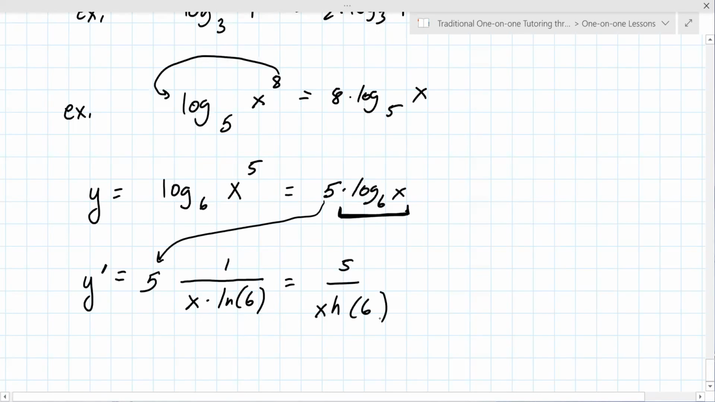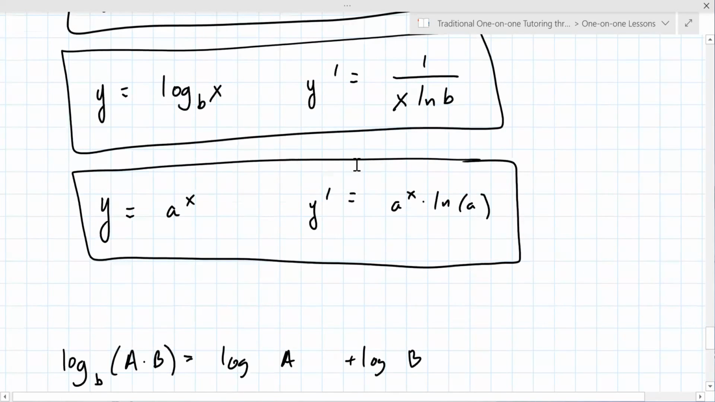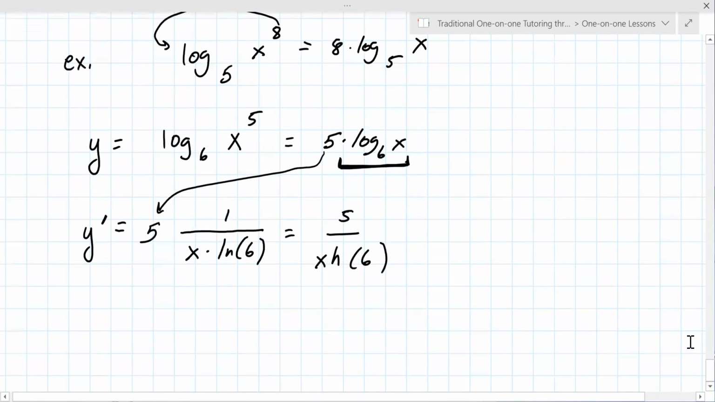Why is it log there and ln? That's the rule. Is it the same thing? Effectively it is. It's essentially the same thing. Okay, so if you got this example down, let's try another one.